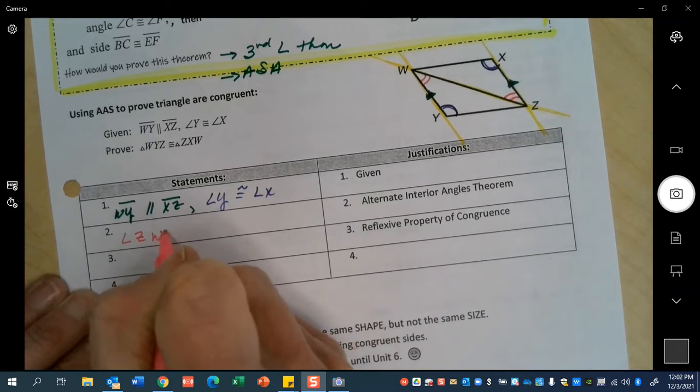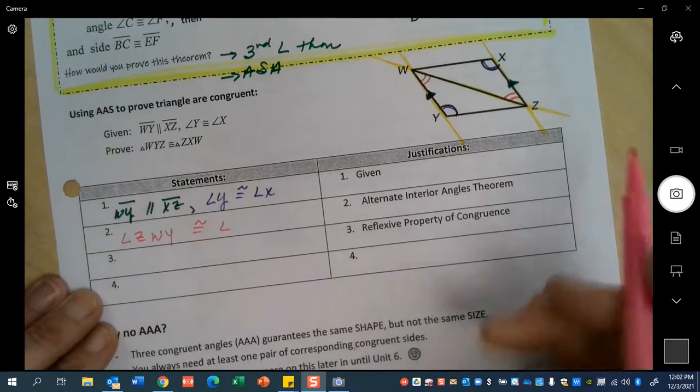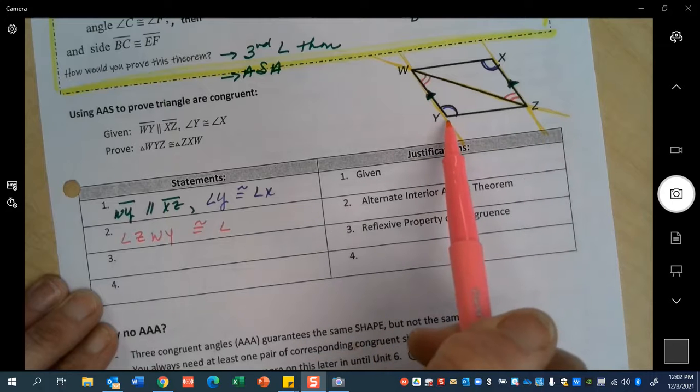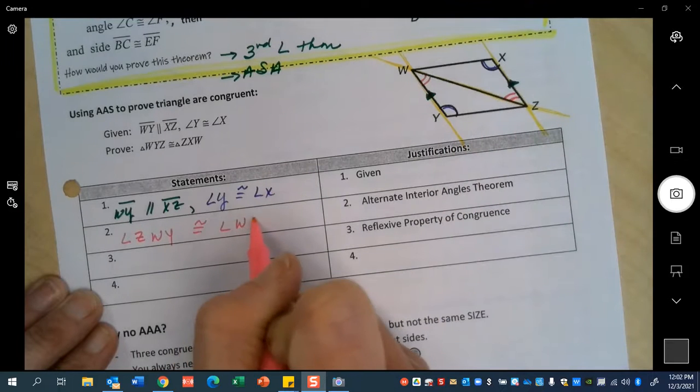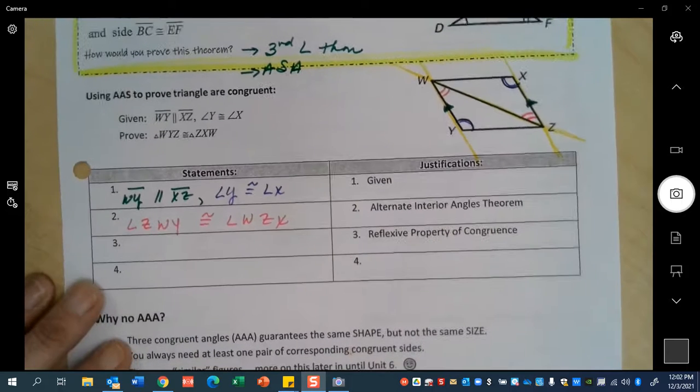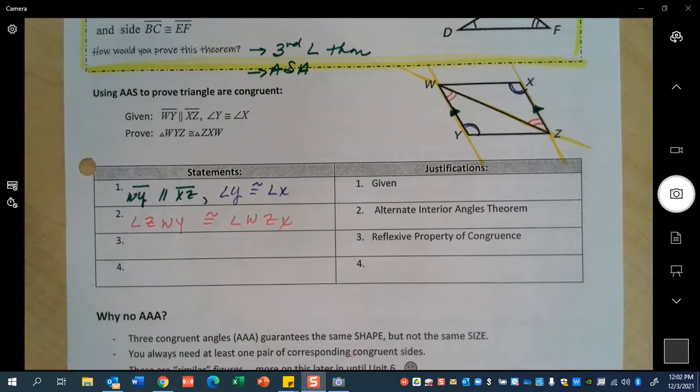So then when I go to name them, I know that angle ZWY is going to be congruent to angle WZX. Two questions for you. How come I couldn't just call them angle W and angle Z? How come I couldn't call it angle W? It could be for any triangle. Great. So which angle? Angle W. If it's not clear which angle W, can't use it.